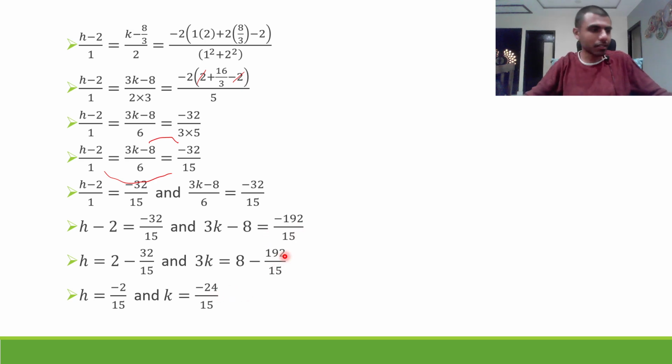Did I make a mistake? Yeah, this will be 3k is equal to minus 72/15, I did not put that step. Now again 3 1s are 3, 3 24s are 72, so k is minus 24/15. So I got h and k. This is what is my alpha and beta.